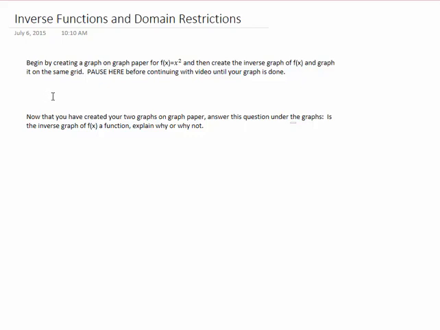Today is our last lesson dealing with inverse functions, and you're going to need graph paper to continue with this lesson today. The first thing that I need you to do is build a table of values and a graph for the function f of x equals x squared.